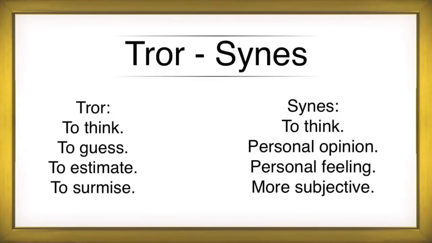The next one is tror and synes. And yes, I've covered this before in a video, but it doesn't hurt to repeat it. Tror and synes, they can both be translated as to think in English. However, there's a pretty big difference. Tror is typically what you guess, what you think, what you estimate, or what you surmise. This is your guess about reality, about a given situation, past or present or future, what the case is, what the matter is, what the reality is. Okay, kind of spelling it out here.